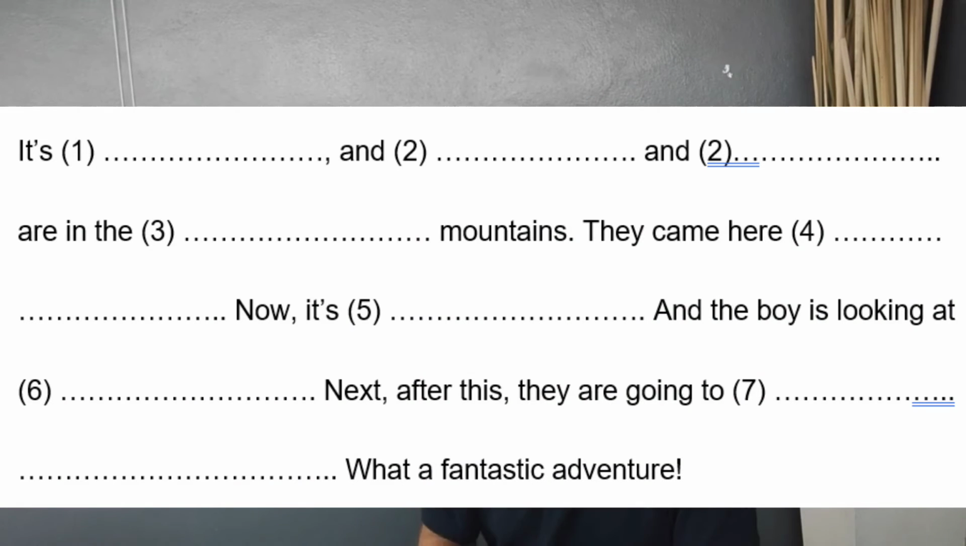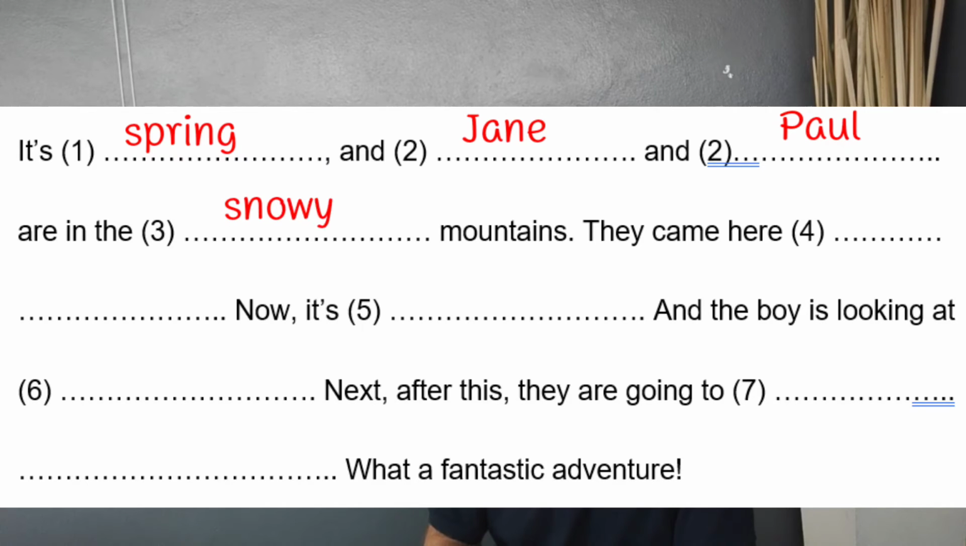These are all the answers that I came up with from what we were just speaking about, and I've put it into a paragraph. So this is what I have. It's spring and Jane and Paul are in the snowy mountains. So what does that look at? It looks at 1. The time of year. 2. What are their names? And 3. Where are they?